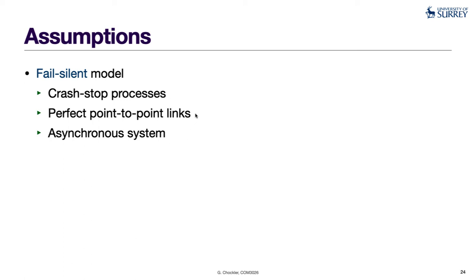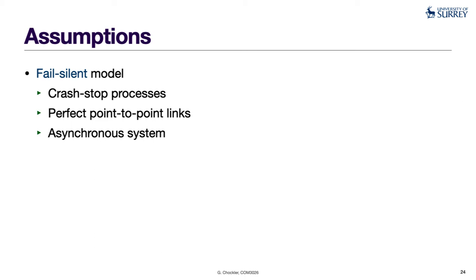In addition, we also assume that processes can crash, so the processes are crash-stop, and we also have access to the point-to-point links. So we can send messages over a perfect point-to-point link, and we can receive messages over the perfect point-to-point links.